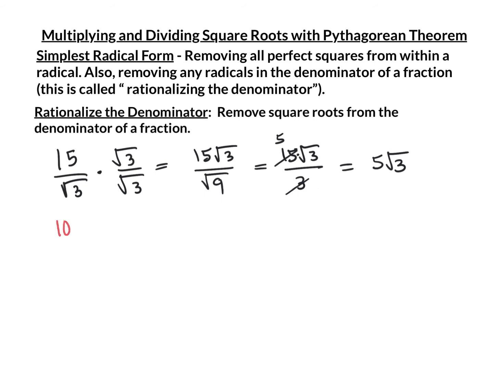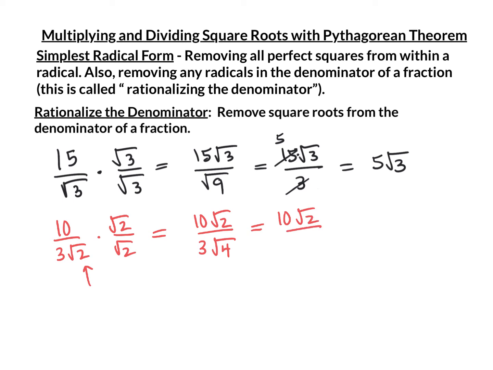If my question was 10 divided by 3 root 2, I only need to eliminate the root part. Make a 1 with that root part. I'm multiplying by 1. That's not going to change the value. I get 10 root 2 over 3 root 4. This is 10 root 2 over 3 times 2. Square root of 4 is 2. This is 10 root 2 over 6.